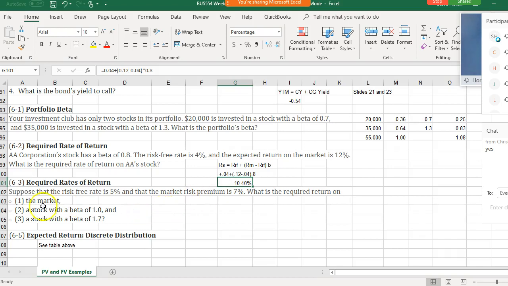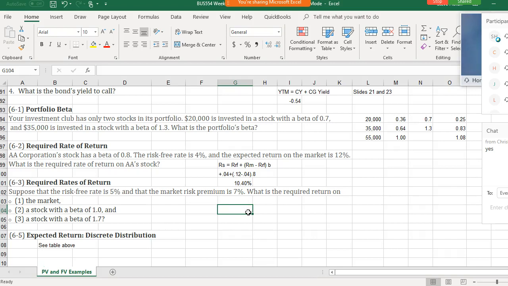Okay, so the next one's question 3. It says, suppose that the risk-free rate is 5 and the market risk premium is 7. What's the required return on the market, the stock with the beta of 1, and the stock with the beta of 1.7? So when you see this little combo right here, where it says R sub M minus R sub RF, that's called the market risk premium. Okay, so I'm going to type in a formula here.